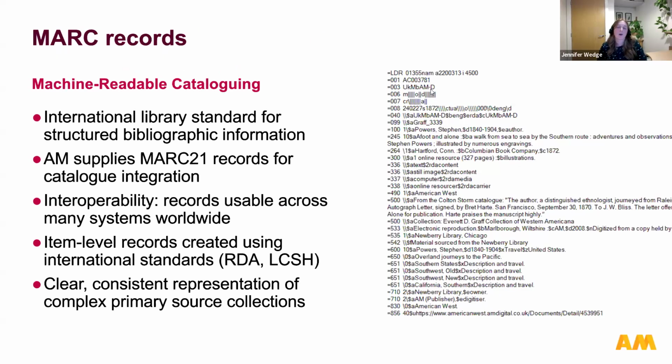So as I mentioned, creating MARC records for AM collections is a big part of my role. MARC, which stands for Machine Readable Cataloguing, is an international standard used by libraries to represent and share bibliographic information. At AM, we produce MARC 21 bibliographic data because it remains the standard format that libraries rely on to integrate resources into their catalogues and discovery tools. The strength of MARC is that it can be used consistently across many systems used by libraries all over the world, and that's what our customers require to ingest.